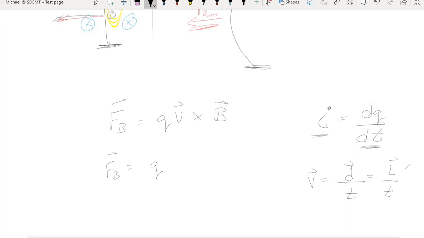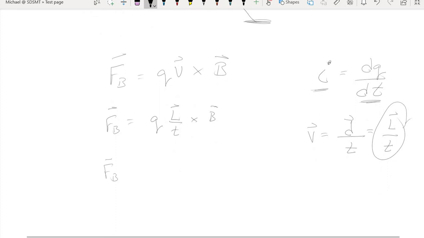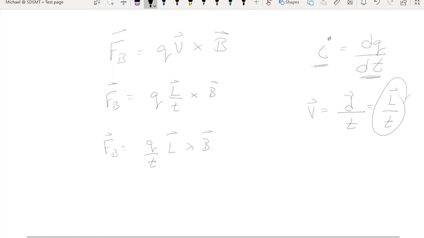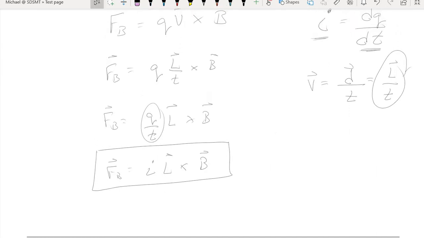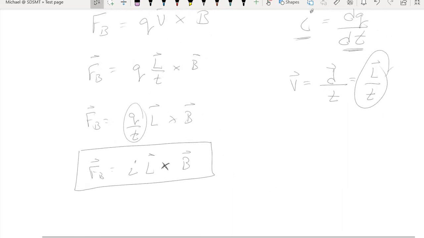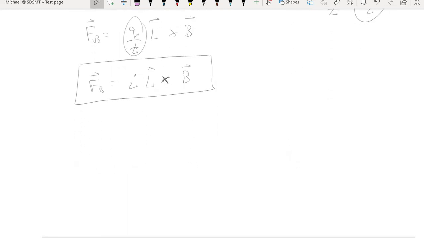So we now have Q. V is going to be replaced with the L over T expression. We are then going to combine the charge and time terms to produce current. And now we have a new and improved version of the force expression that tells us what kind of force we can expect to get as we move a current through a wire of length L through a magnetic field of magnitude B.